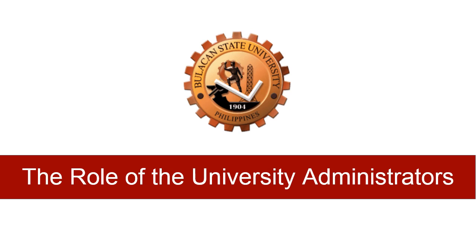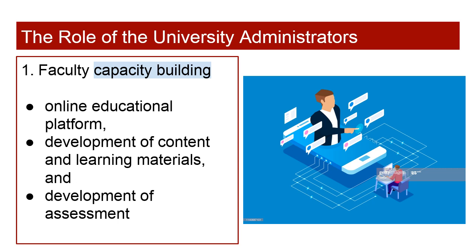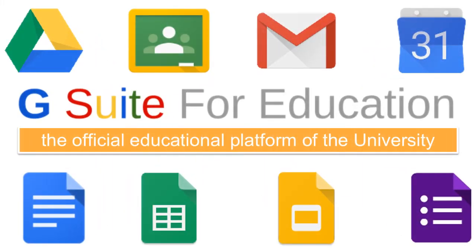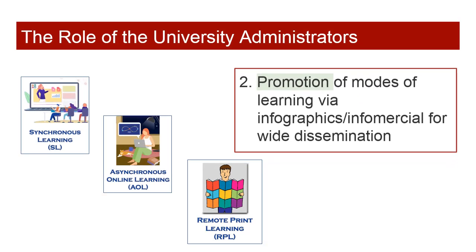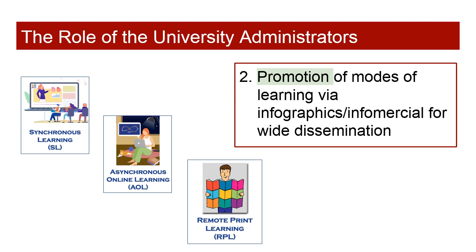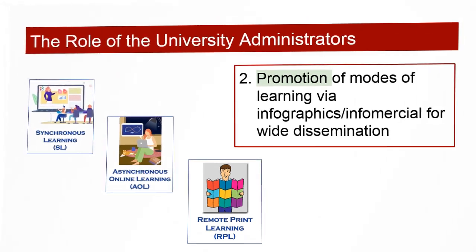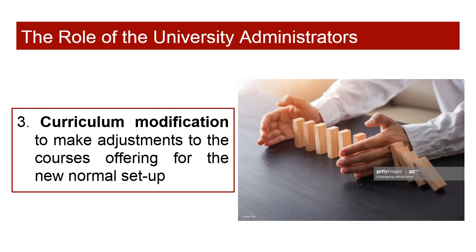The role of the university administrators. Number 1. Faculty capacity building. Online educational platform. Development of content and learning materials. And development of assessment. Number 2. Promotion of modes of learning via infographics or infomercial for wide dissemination. Number 3. Curriculum modification to make adjustments to the courses offering for the new normal setup.